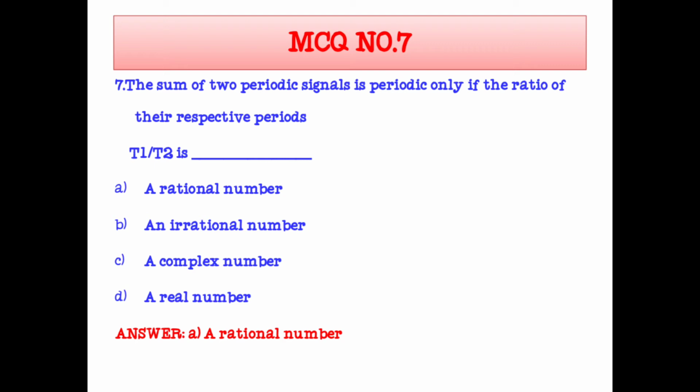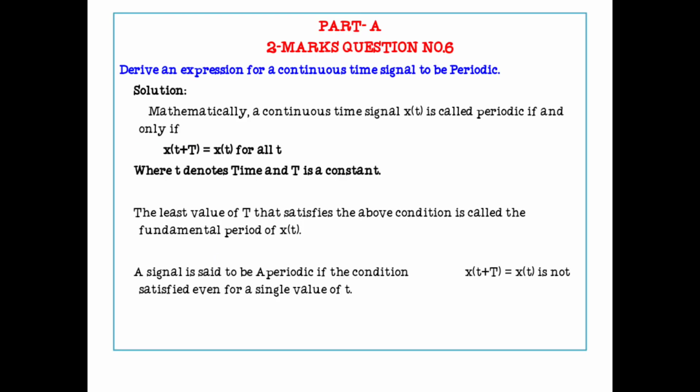The sum of two periodic signals is periodic only if the ratio of their respective periods, T1 by T2, is a rational number. So what is a rational number? Ratio of two numbers is said to be a rational number.